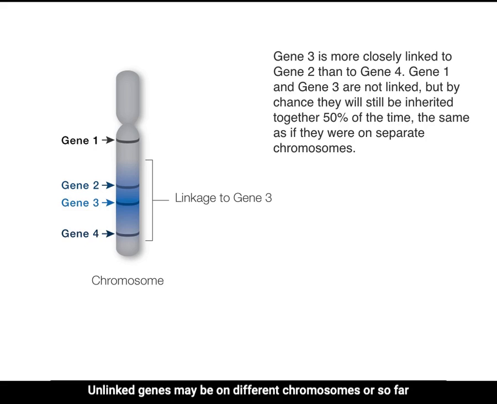Unlinked genes may be on different chromosomes or so far apart on the same chromosome that they are often separated by recombination. If two genes are inherited together more than 50% of the time, there is evidence that they are linked on the same chromosome. The closer together the genes are, the more frequently they will be inherited together.